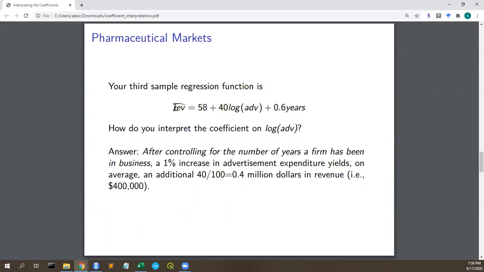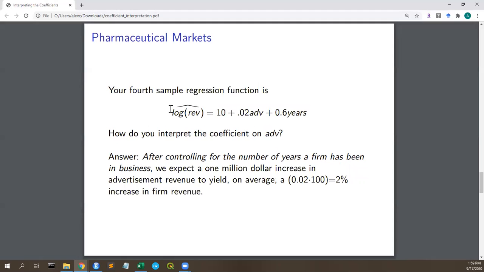So now the expected revenue is going to be a function of the percent increases of my advertisement. For example, if I increase my advertisement by 1%, my revenue is going to increase by $0.4 million, so about $400,000. And this is just how you would interpret this, right? These units now get transformed into percentages, and these units don't get transformed and are just regular dollar amounts. So a 1% increase in advertisements leads to a $400,000 increase in revenue.